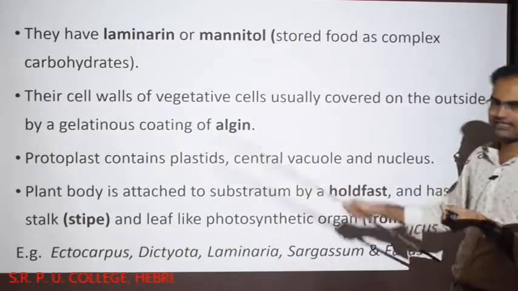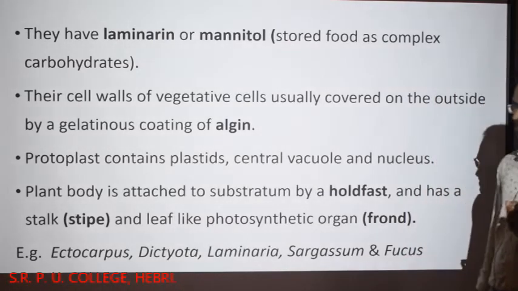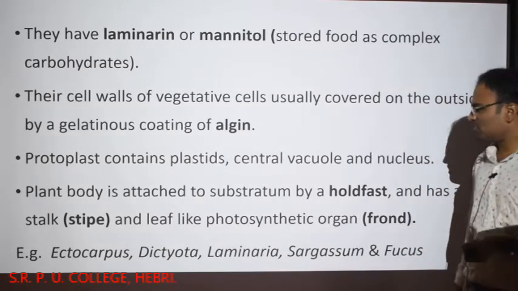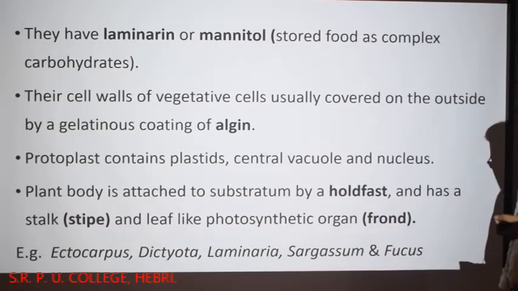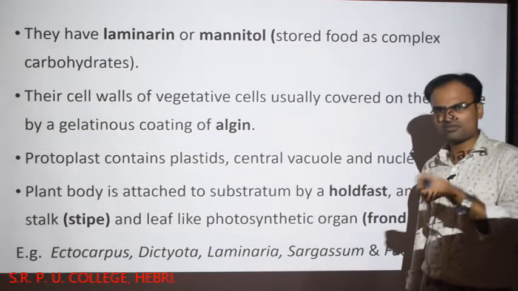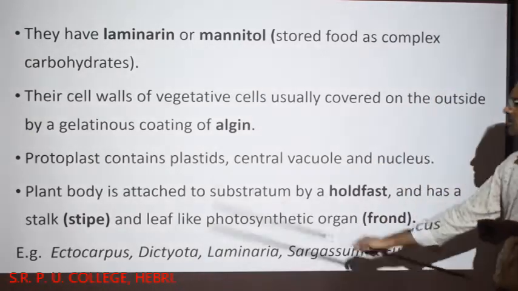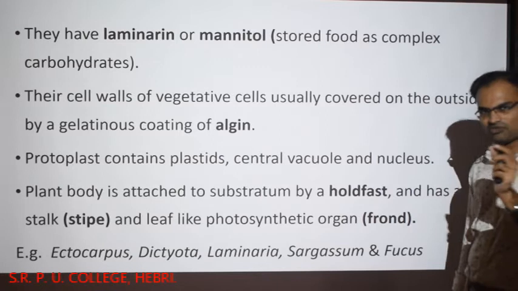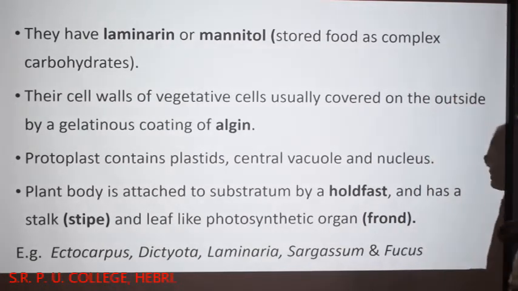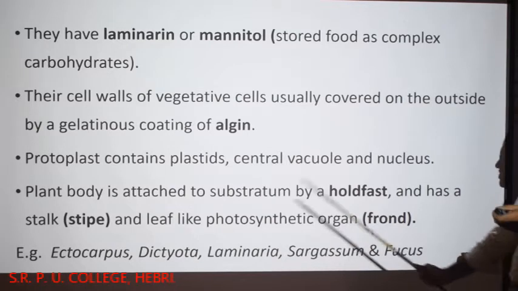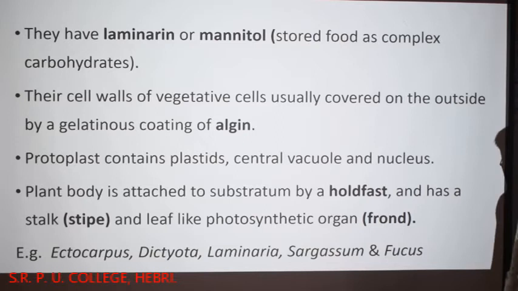It is gelatinous. And the protoplast in the brown algae commonly consists of plastids, central vacuole and nucleus. The cytoplasm in plants as well as algae, we call it protoplast. The plant body, here meaning the algae body, is attached to the substratum by a holdfast and has a stalk called the stipe, and a leaf-like photosynthetic organ called the frond.